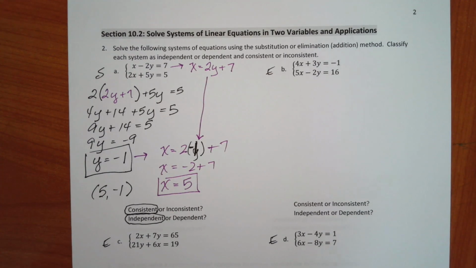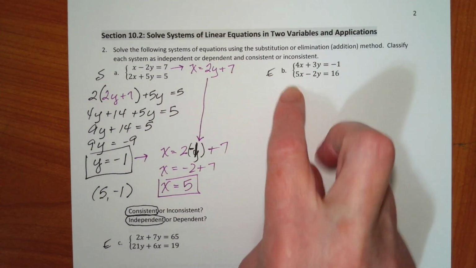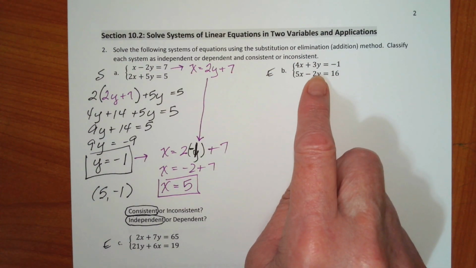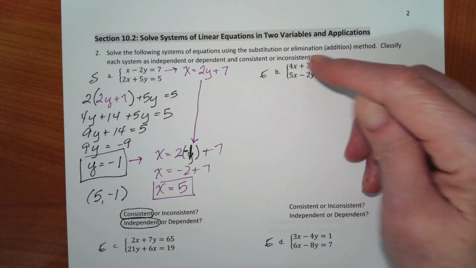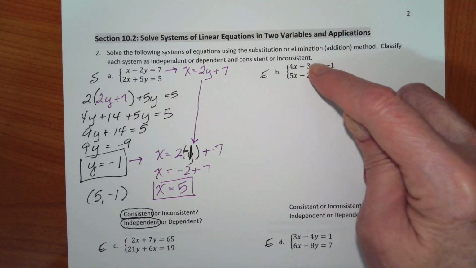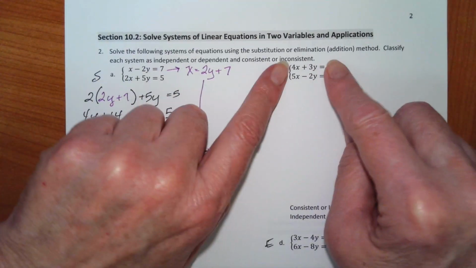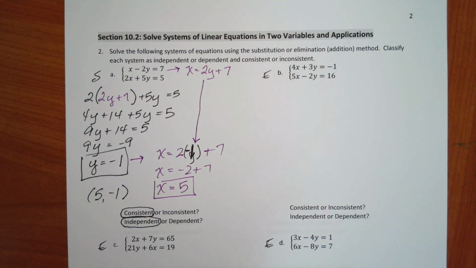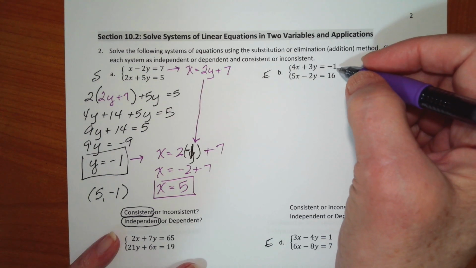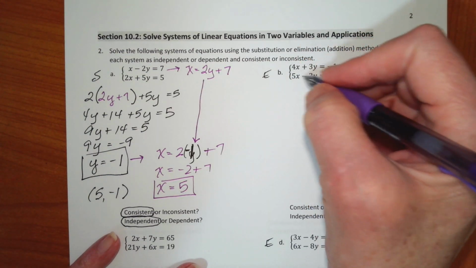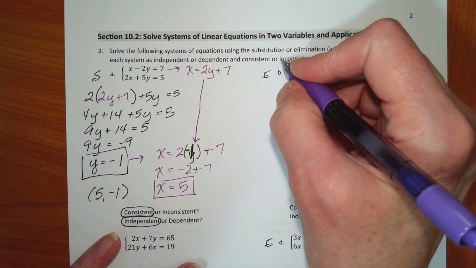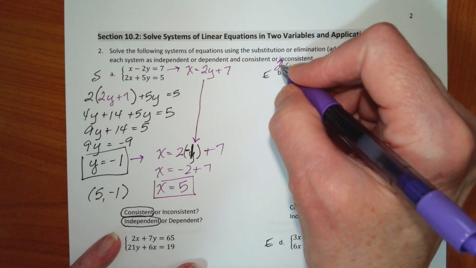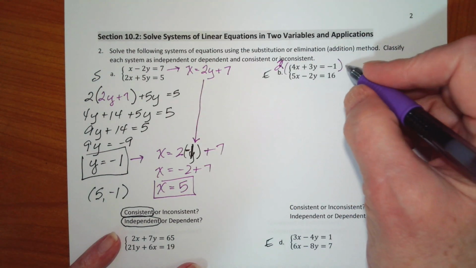Okay, so for B, these are all lined up nice and pretty. It would really be hard to solve for one of the variables, so I'm going to use the addition/elimination method. What I need is either for the x or the y to have the same numeric part of the coefficient with opposite signs. Since the y's already have opposite signs, I'm going to take this top equation and turn both of these into a 6 because they're both divisible. So I'm going to multiply this by 2 to give me a positive 6x.